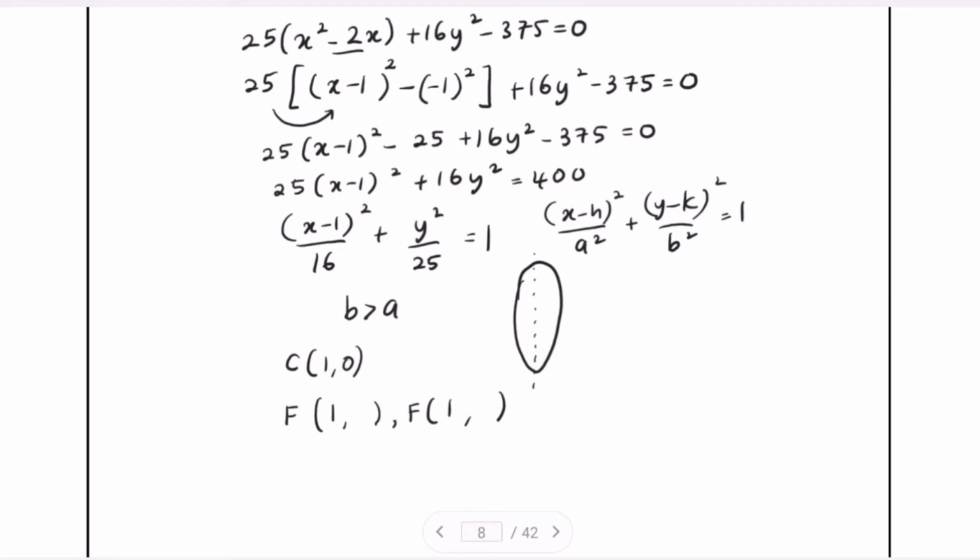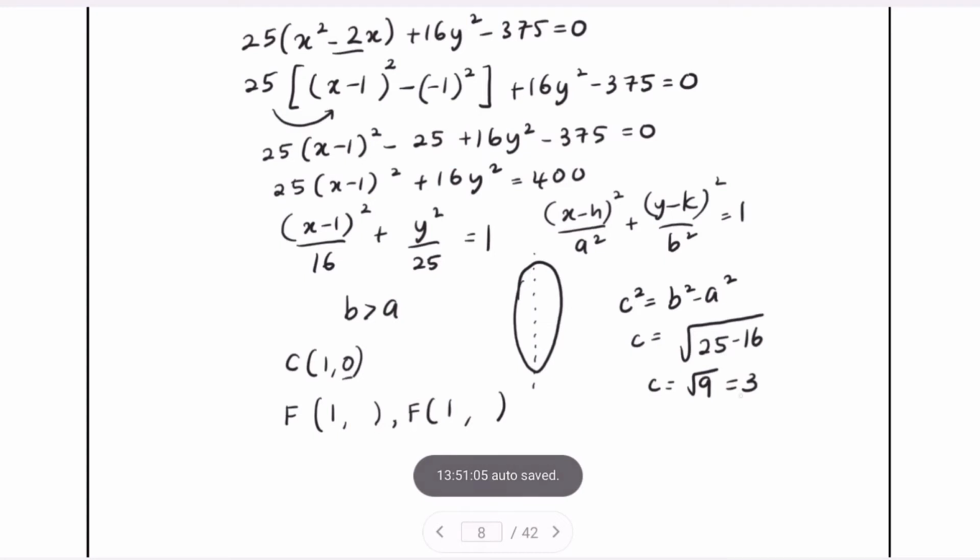Okay, but you don't have the values of C to start with. So you need to find the values of C. So how to find values of C? C squared equals B squared minus A squared. So your C is square root of 25 minus 16, and that is square root of 9, which equals 3. So it's going to be 0 plus 3 and 0 minus 3.